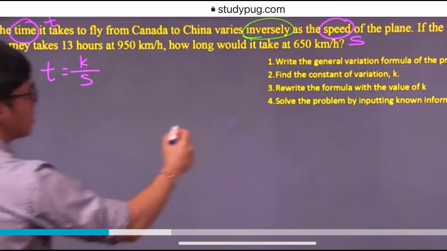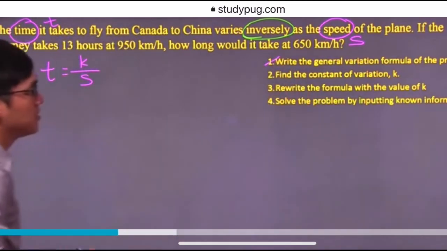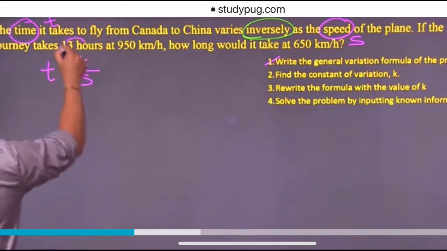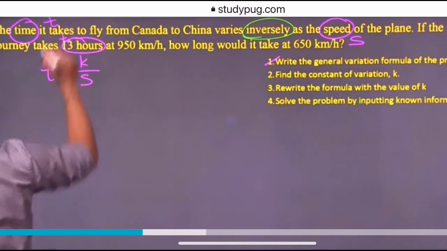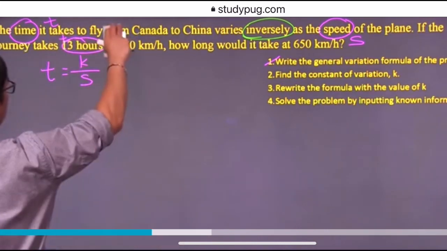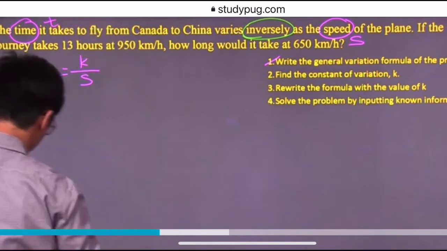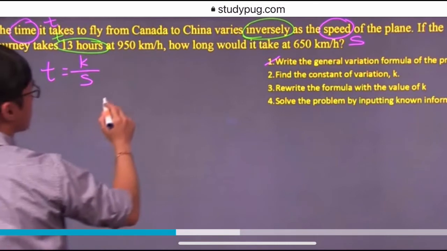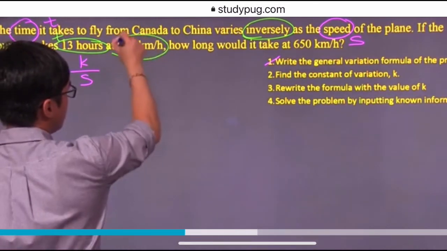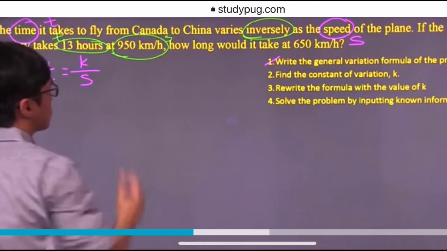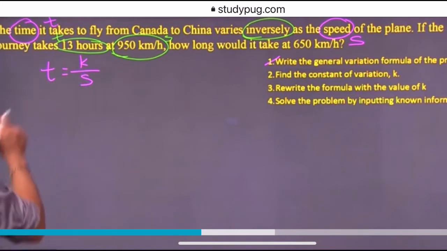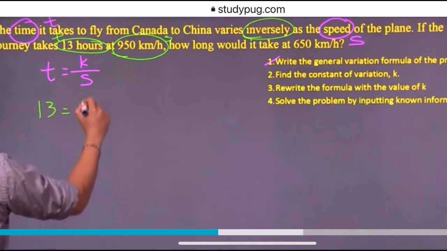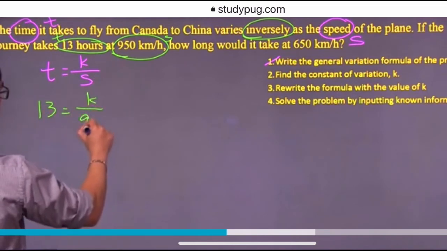Next. This is step 1. Step 2, find the constant of variation k. If the journey takes 13 hours, so if t is 13 hours, let me use a different color to make it better for you to read. Then the speed will be 950. Just plugging them in, we can solve for k. T is 13, so we have 13 equals k over speed, which is 950.